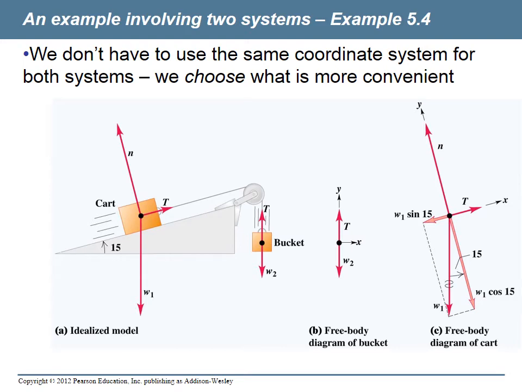So the constant velocity means that there's no change in velocity, right? So it means that the acceleration is equal to 0. So if the acceleration is equal to 0, the sum of forces is also equal to 0. So this is in equilibrium. It may be moving, but it's still in equilibrium. It's not accelerating, right? So we can say that the summation of forces in the y direction gives us the tension is equal to the weight of the bucket, W2 is what we're calling it.